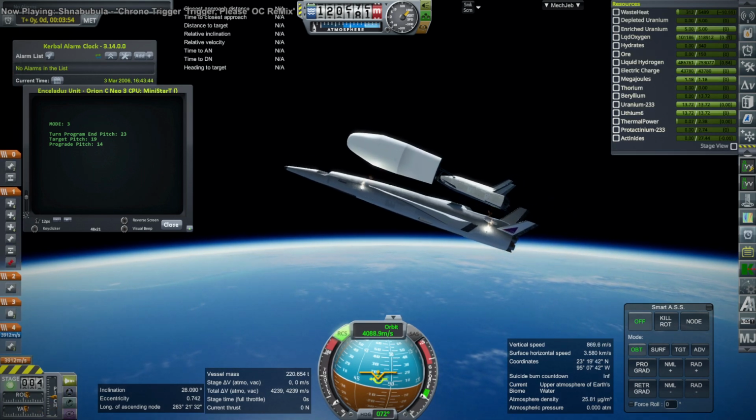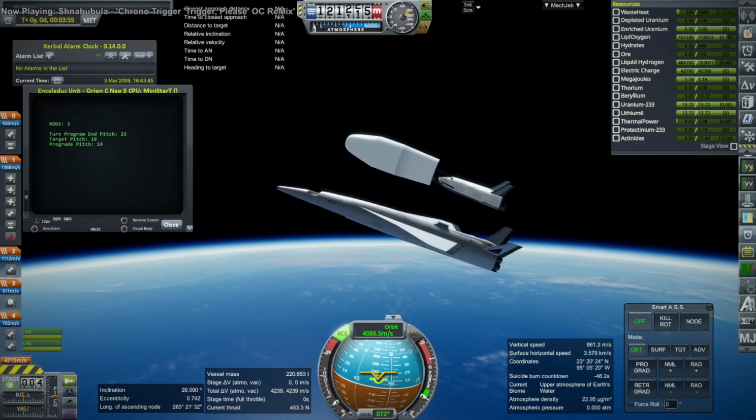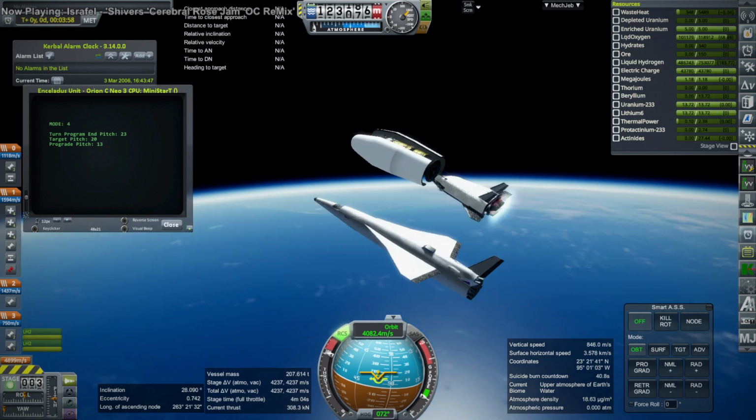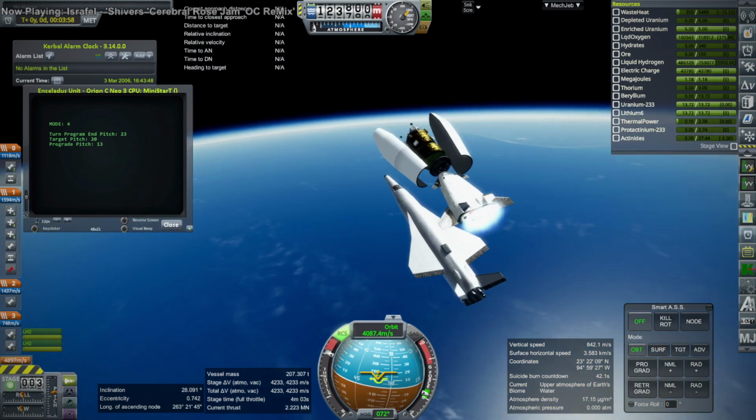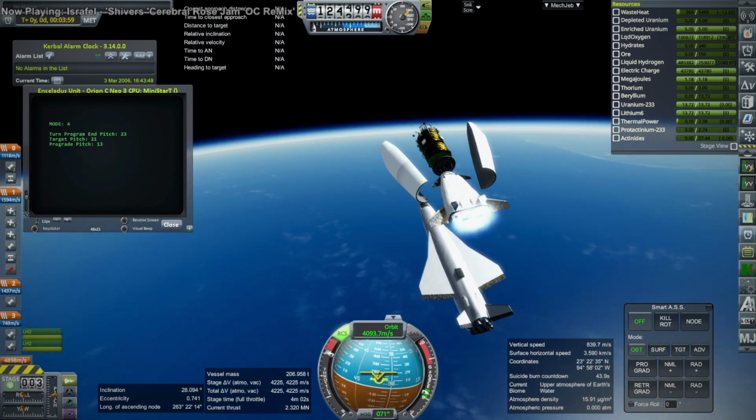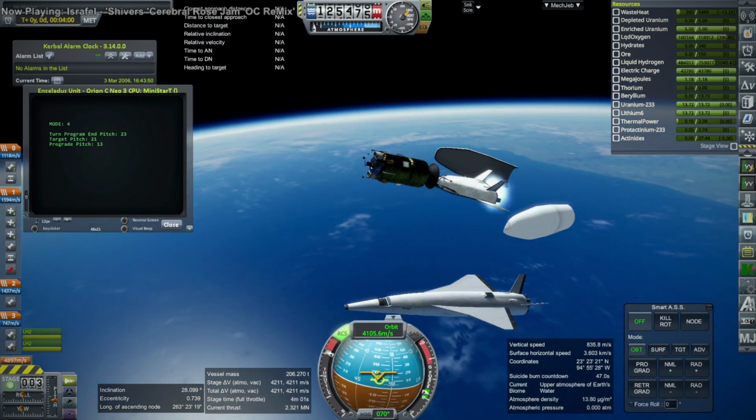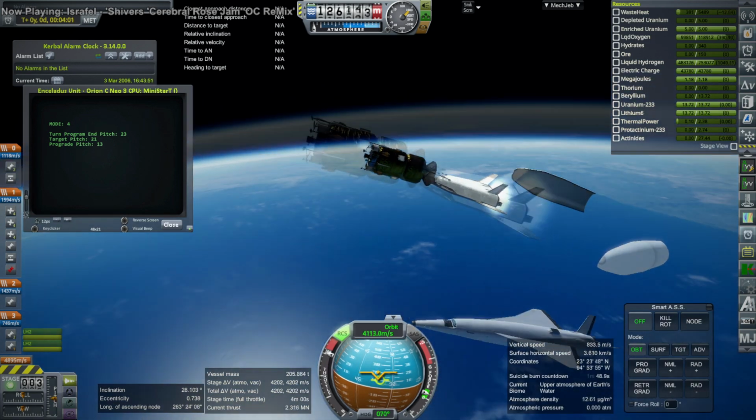Alright, so separating off the Orion carrier plane and lighting 2 of the Mini-Star's 3 engines at this point. I forgot about the third one. We probably should have that. The fairings just barely clear the wings of the Mini-Star, but they do clear it, so that's good.